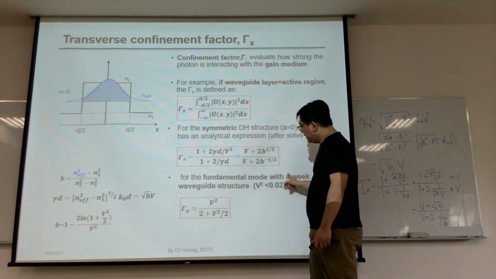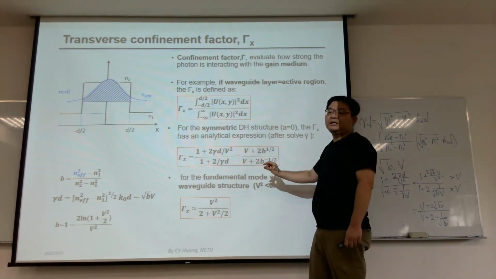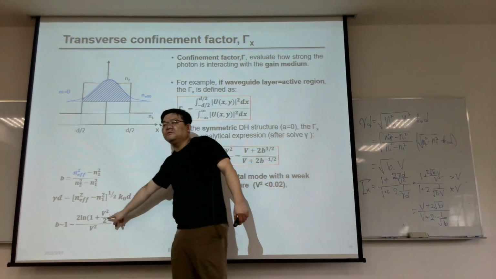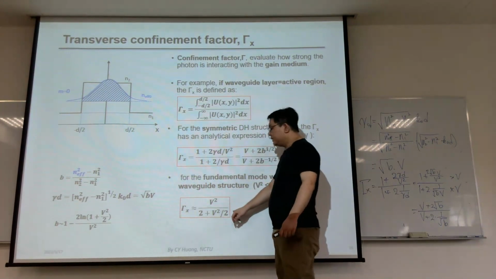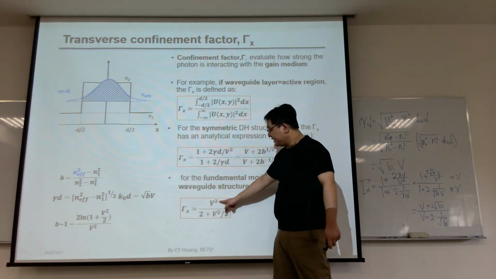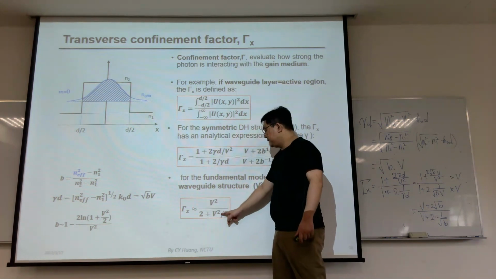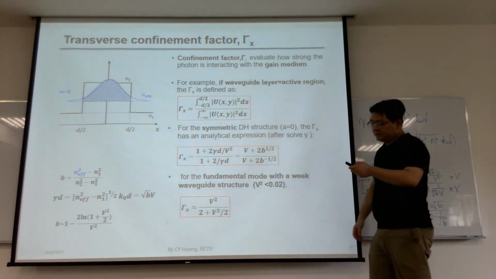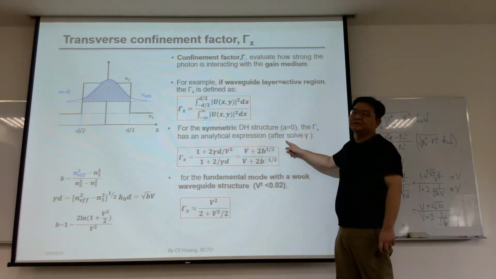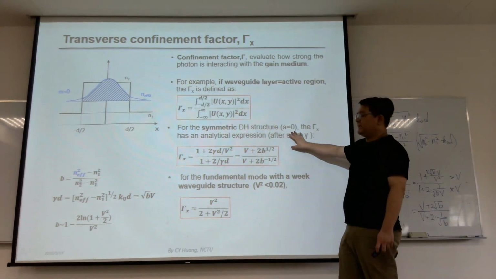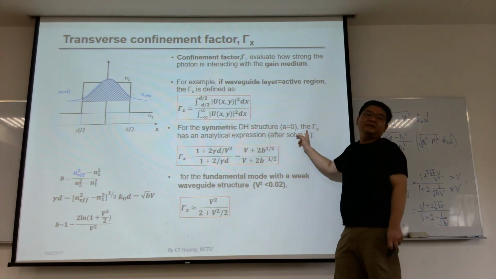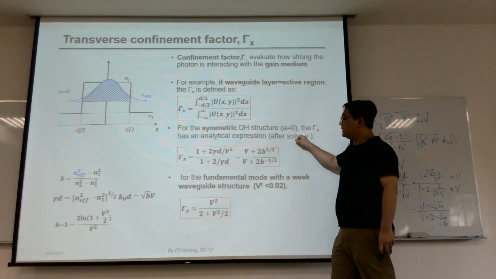If B is pretty small, if the optical mode is pretty weak, you can do the Taylor expansion of such a law. Then you will get an even simpler approach: gamma X is equal to B squared divided by 2 plus B squared over 2. So this is only an approximation. In practice, you only need this equation because, firstly, it is not too difficult. Second, it fits the ground state. So I think this one is already good enough.